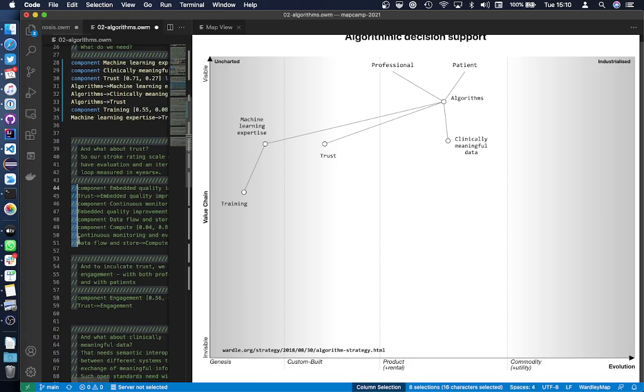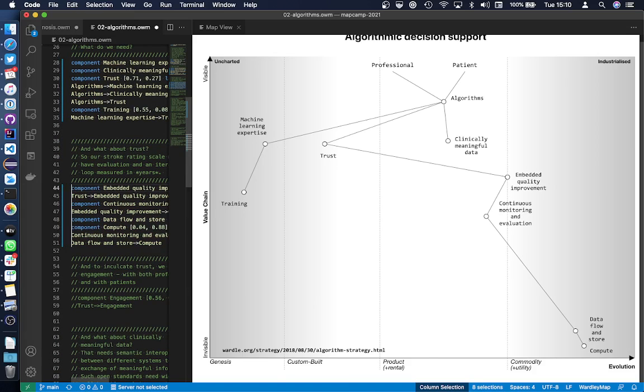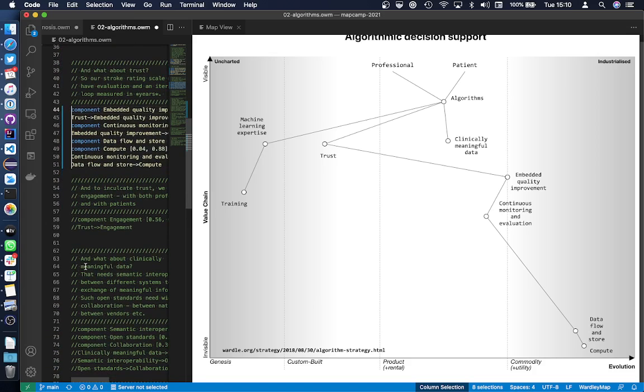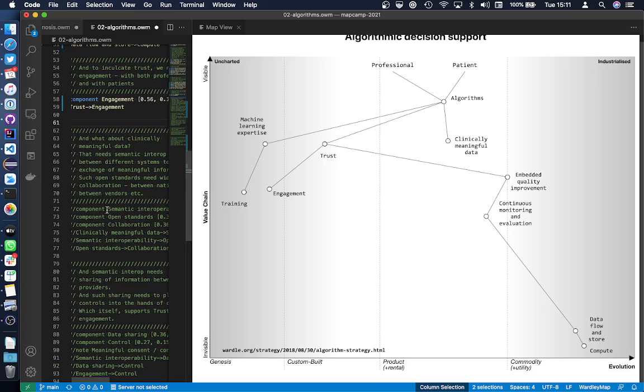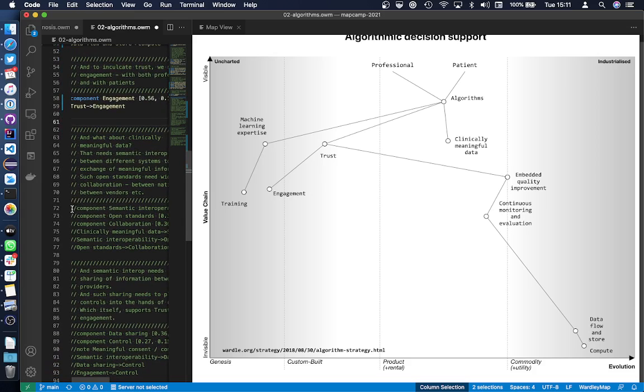How do we inculcate trust in our systems? Well, we need to embed quality improvement in everything that we do, and that means monitoring continuously the results and evaluating the results, not 2 years down the line, but instantly as a snapshot, and that's built upon data flow and store. And we need to inculcate trust by engaging, so that means engaging with our population, but also engaging with professionals.